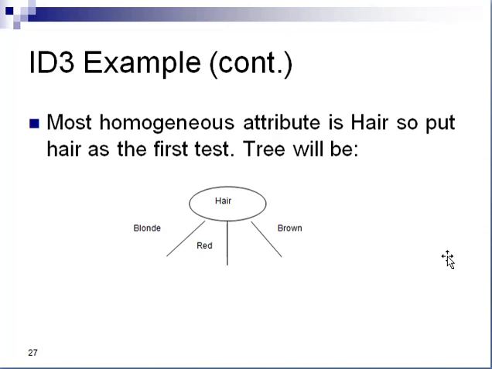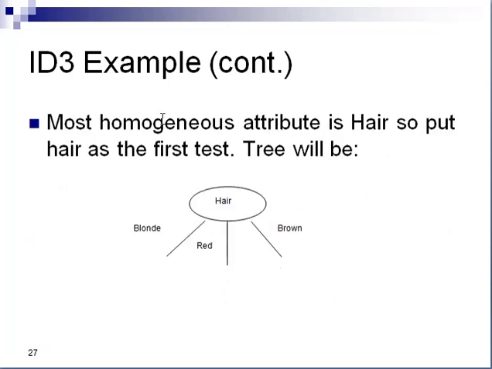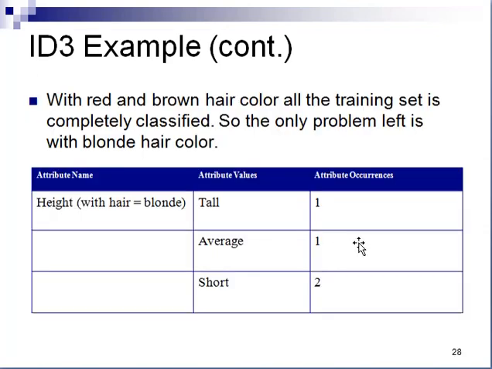Now the most homogeneous attribute is hair, so we put it here as the first test. From these results we can see that the homogeneous attribute is hair, so we need to start with hair, and we can make our tree with the base of hair, and it has three possible values which are blonde, red and brown.